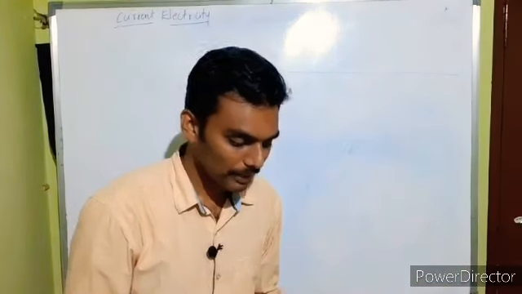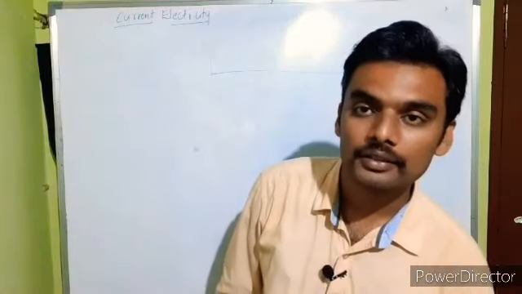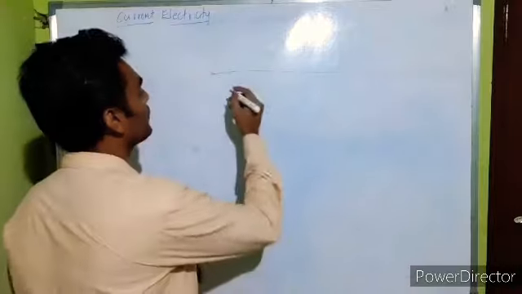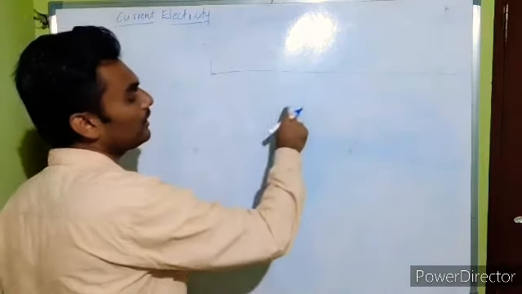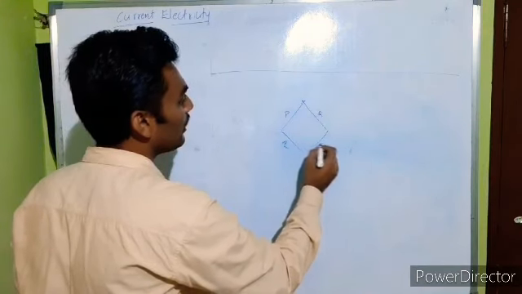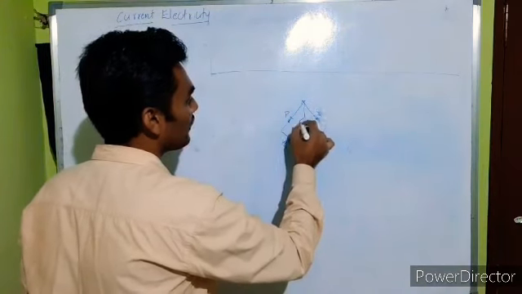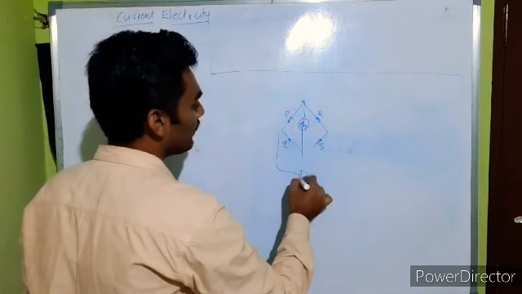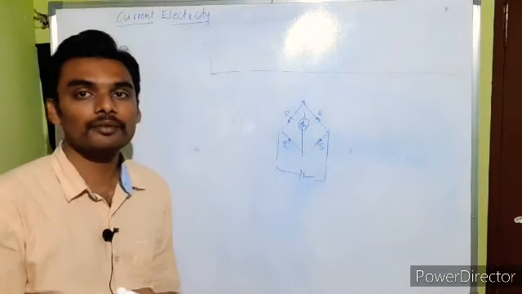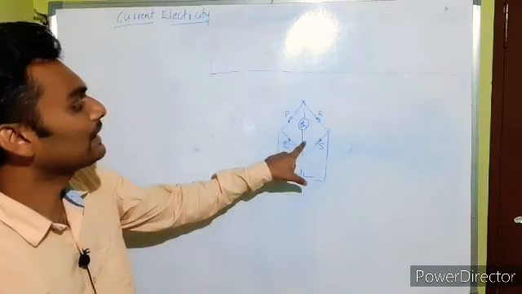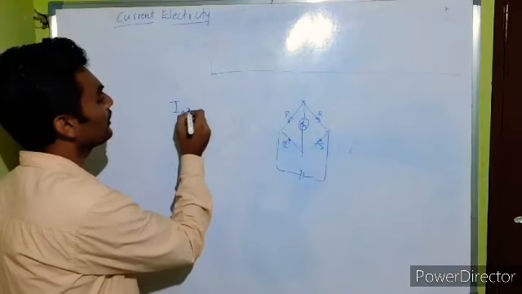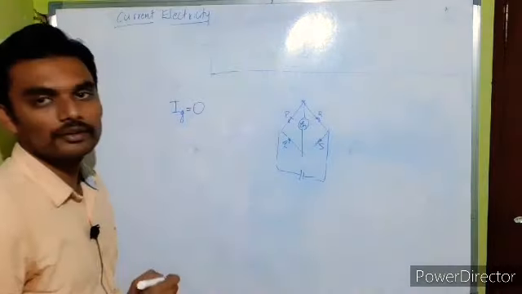Next is about the balanced condition of Wheatstone's network. You should remember the circuit diagram of the Wheatstone's network: P, Q, R, S, and you'll have a galvanometer here, you'll have a battery here. When do we say the circuit is balanced? When the Wheatstone's network is balanced, the current through the galvanometer is 0. When Ig is 0, we say the circuit is balanced.